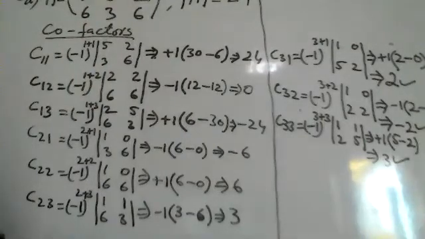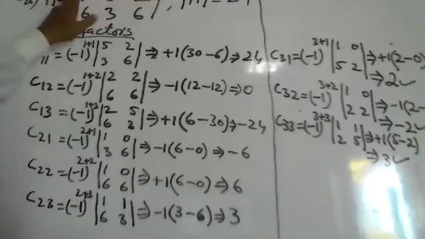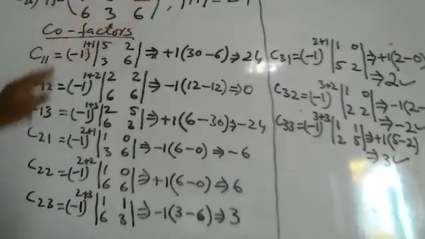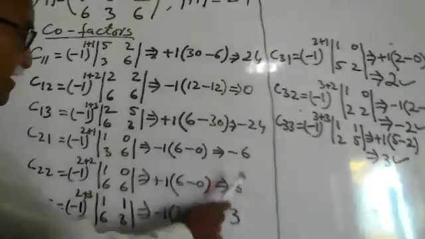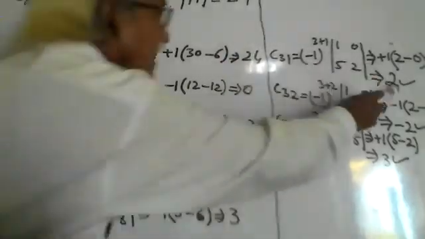So we have found all the 9 cofactors. This is a 3 by 3 matrix, so there should be 9 cofactors: C11, C12, C13, C21, C22, C23, C31, C32, C33.